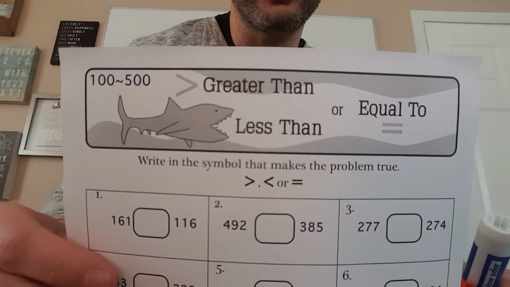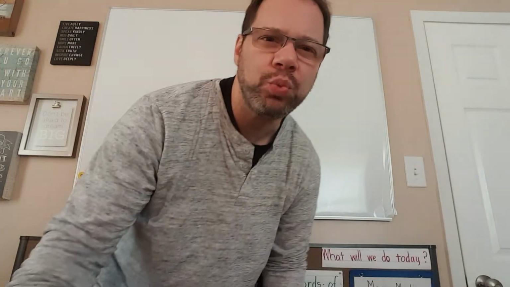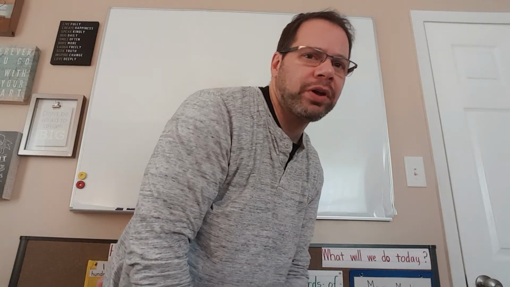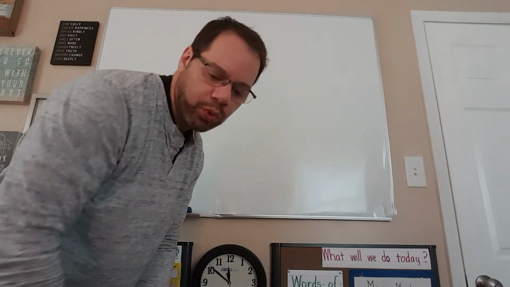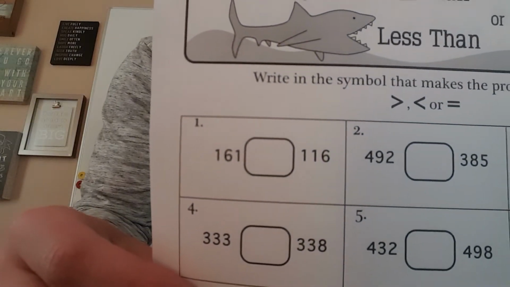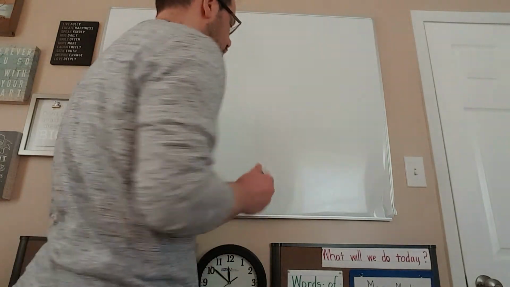Greater than, less than, between 100 and 500. What, Mr. Scott? What? We haven't been covering numbers between 100 and 500. Don't worry. I want to show you how easy this is. Let's look at number one here. Ready? Number one is 161, and the second number is 116. Okay, so let's write it out.